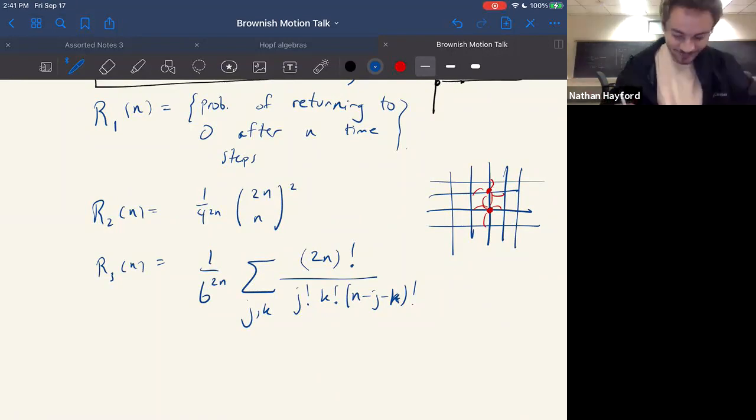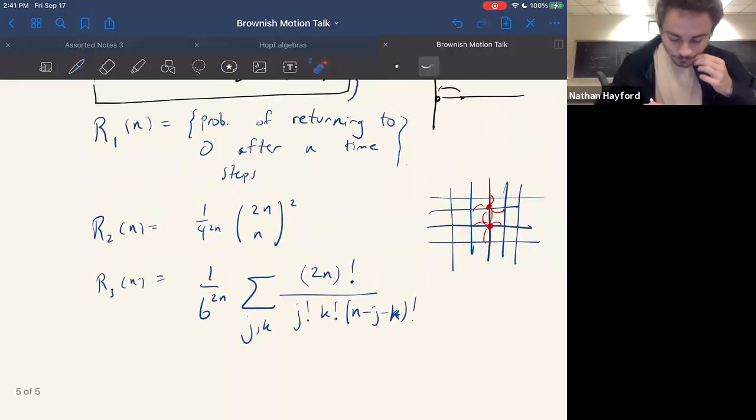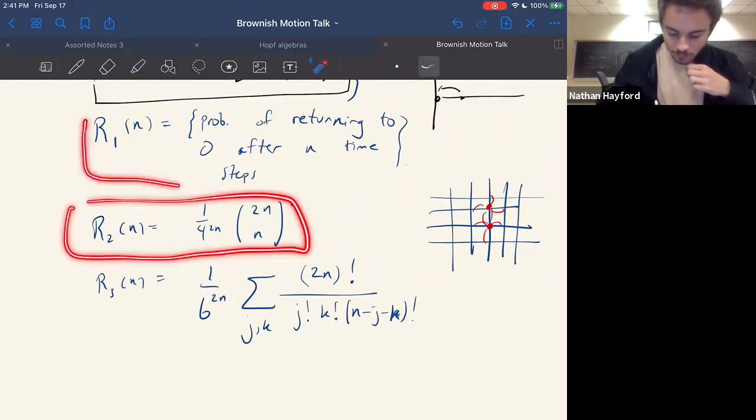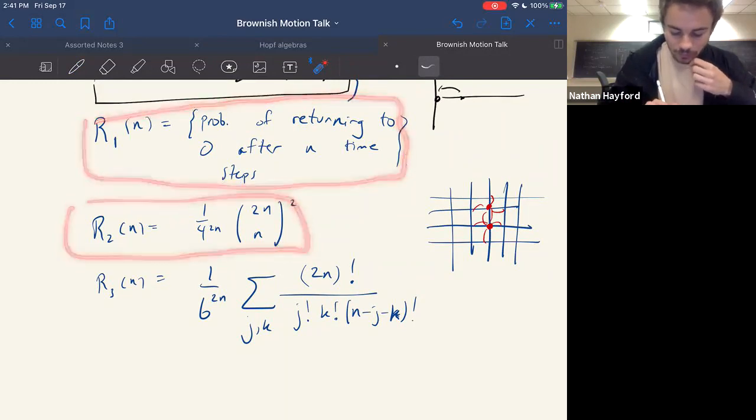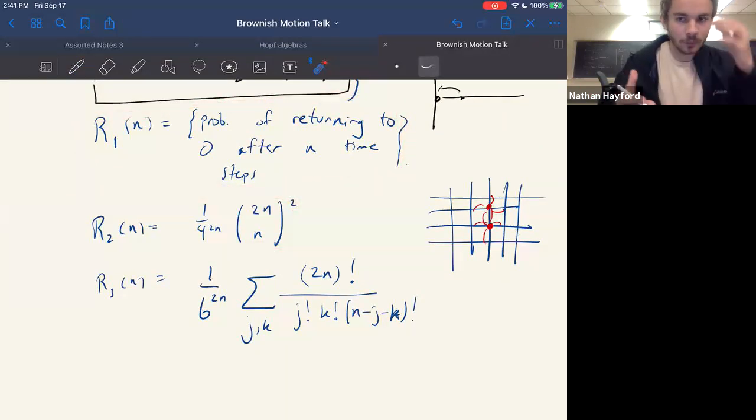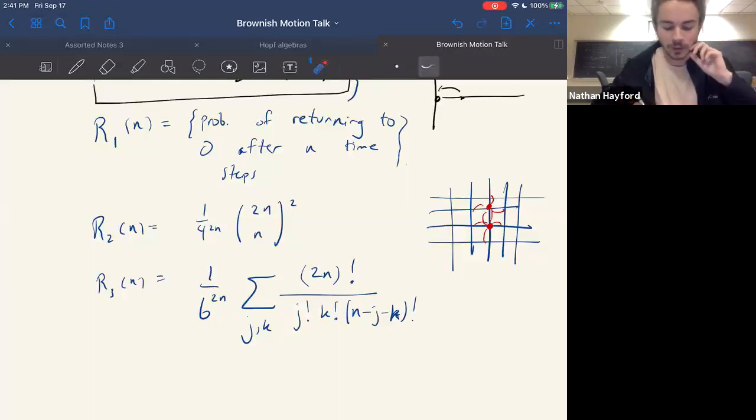Sorry, got distracted. A couple of things I wanted to mention. One was the relation between this and this. And then the next is how to actually compute the probability of recurrence, that I return to the origin infinitely often. We can use these expressions to compute that, which I'll talk about briefly. So first and foremost, let's talk about the relation between R2 and R1.